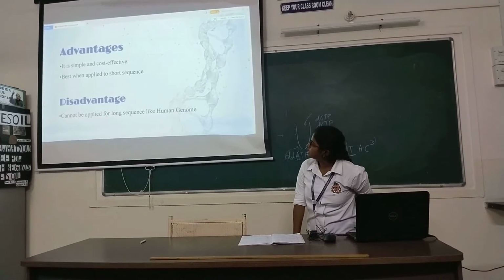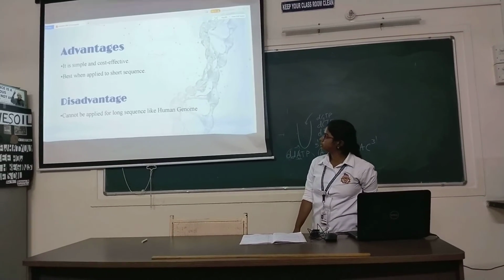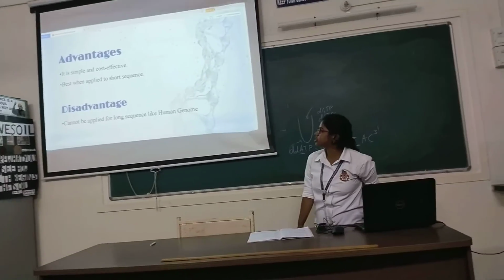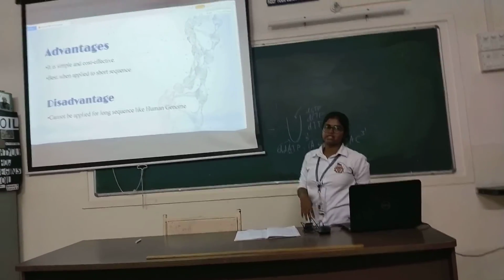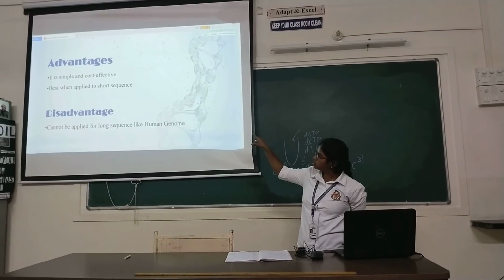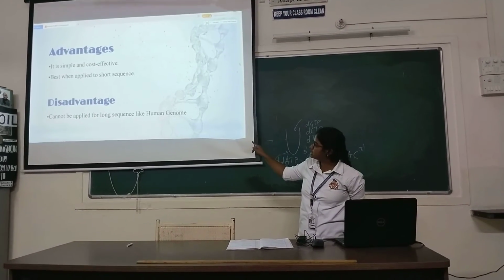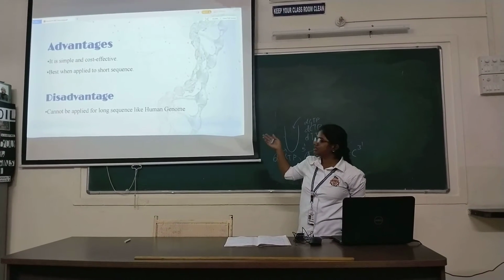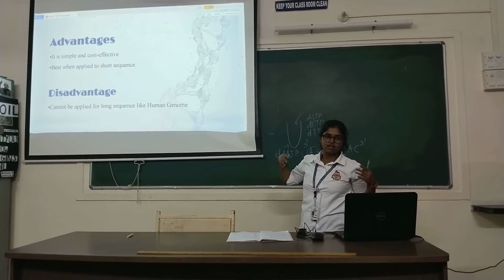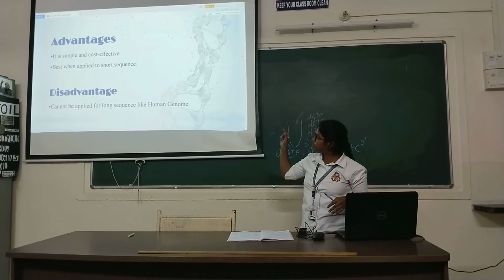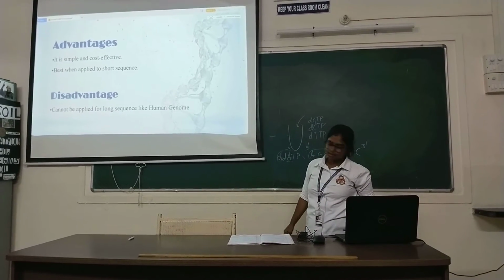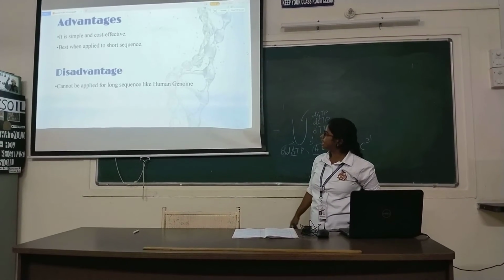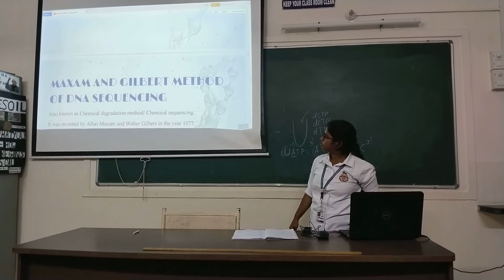Advantages of that: it is simple and cost effective. Best when applied to a short sequence. We can't take a long sequence. A short sequence is an advantage and also a disadvantage, because it cannot be applied for the human genome. It is a long base pair sequence, right? We have so many base pairs in that. Only for the short sequence we can apply Sanger's method. Disadvantage: cannot be applied for a long sequence like the human genome.